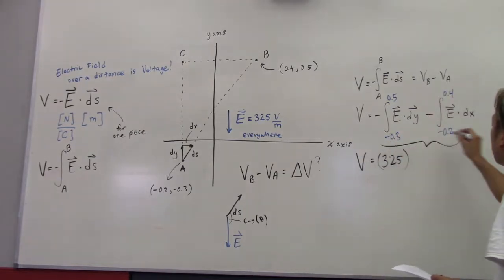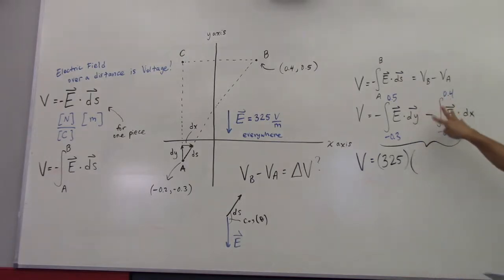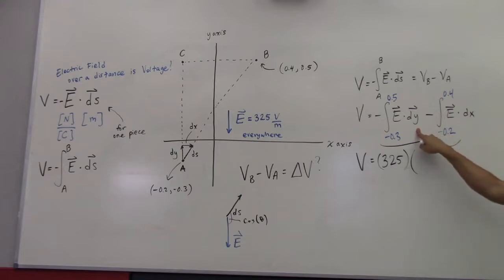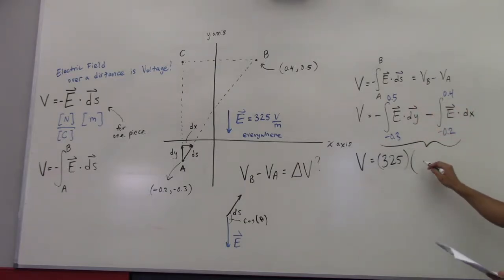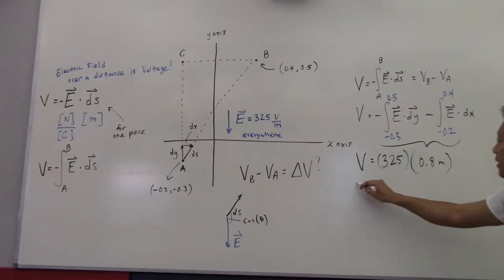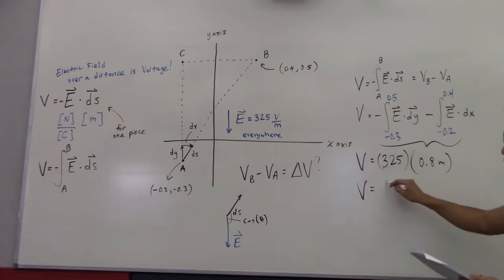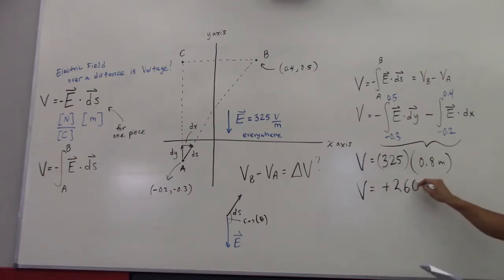So if you do the integration, skipping steps here, when you do the calculus, what's the integral of dy? Just y, right? What's the integral of dx? Just x, right? And if you do that, and you do the appropriate subtractions, then you're going to get 0.8 meters, which gives you a total voltage of plus 260 volts. There you go. So you copy that down, check yourself, do a little practice integration so you can see if you're doing it right.